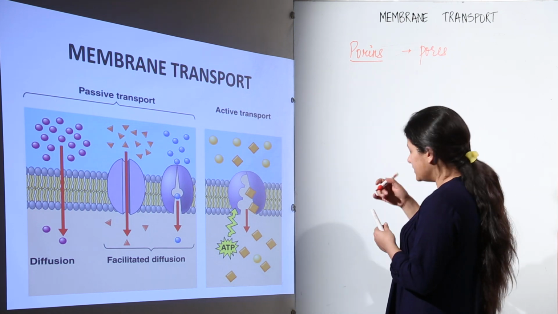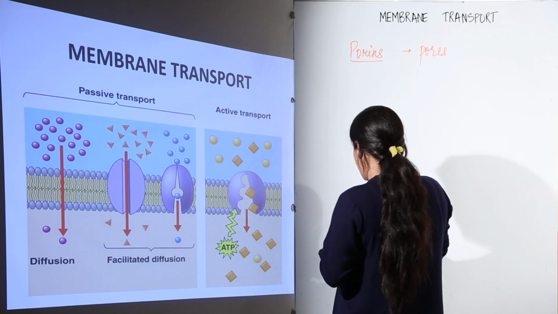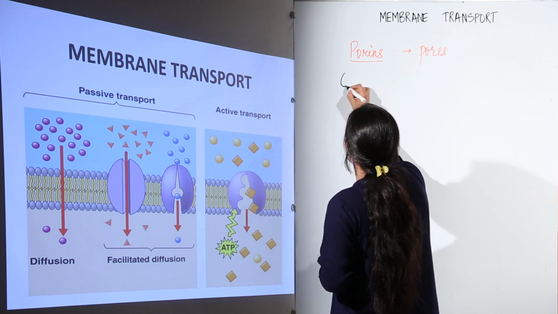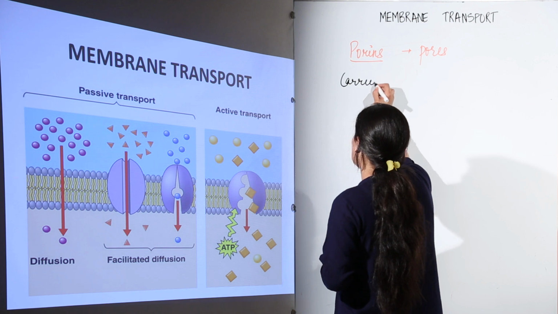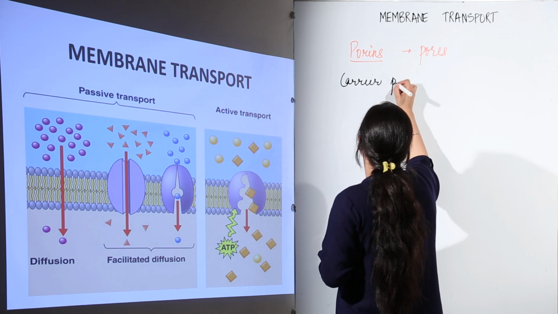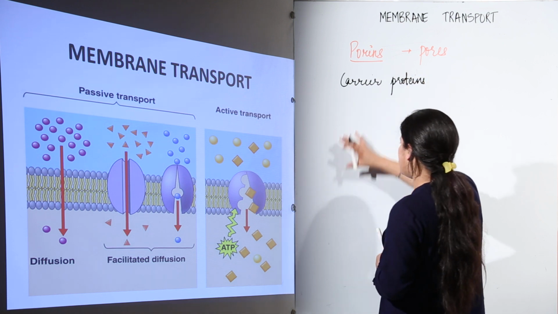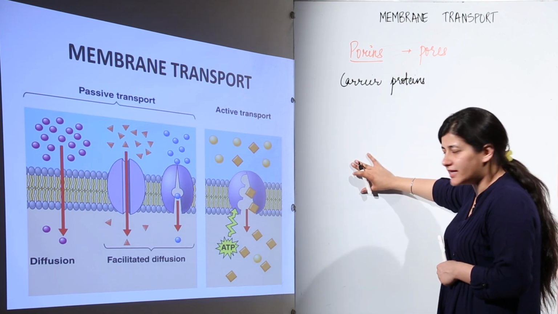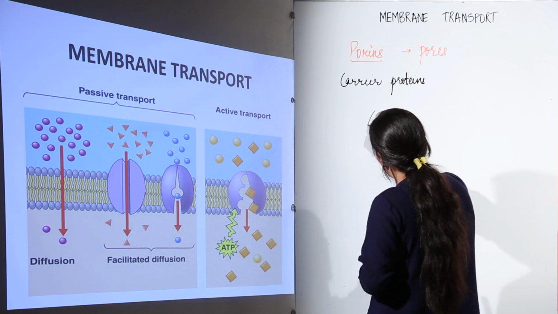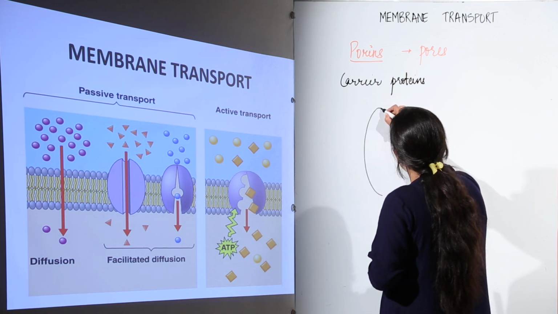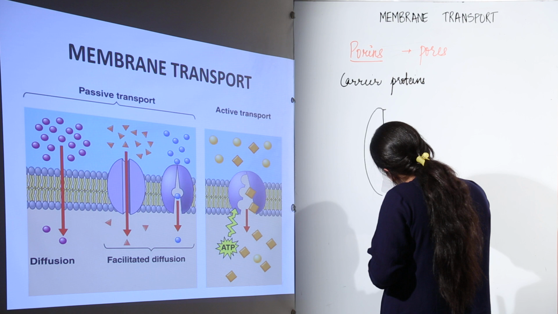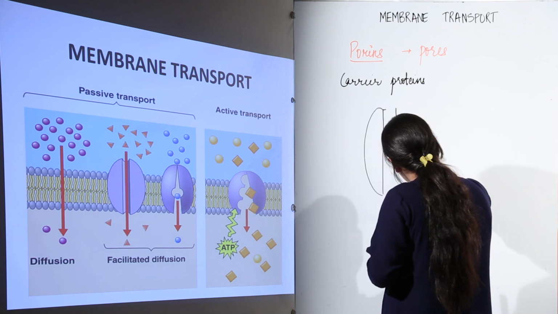Now, what are these porins? They are nothing but carrier proteins, alright. These carrier proteins will have a channel present inside them through which the particular particle would move across the concentration gradient. Supposedly, this is the carrier protein I'm talking about. It will have a pore inside it, which is having a channel inside it. This would be the porin.